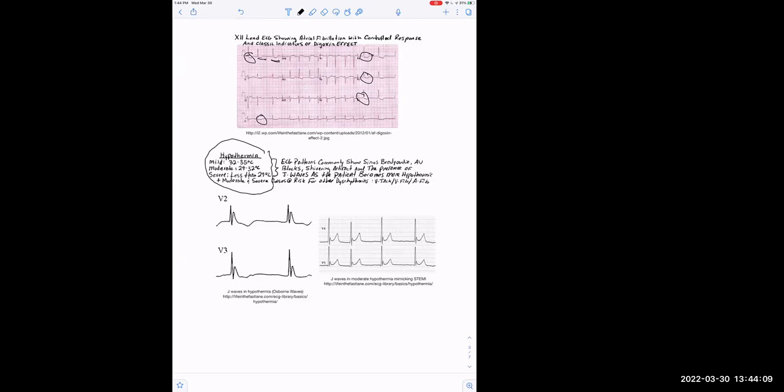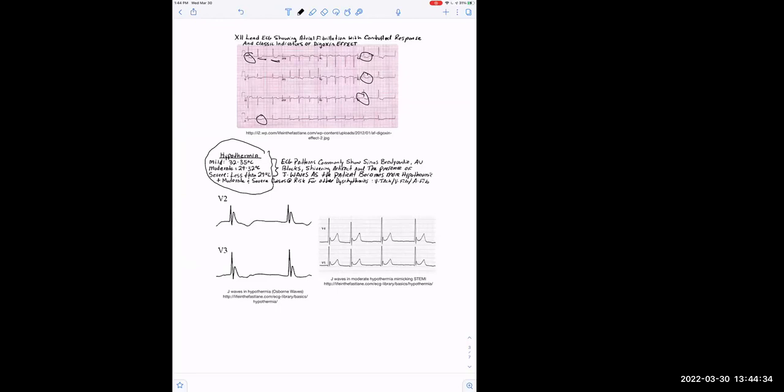All right. But again, the first key to making this determination is to look at your patient's history. If your patient is sitting on a porch in 70-degree weather and you pull an EKG from them, it's probably not reasonable to think, okay, we're dealing with hypothermia here.